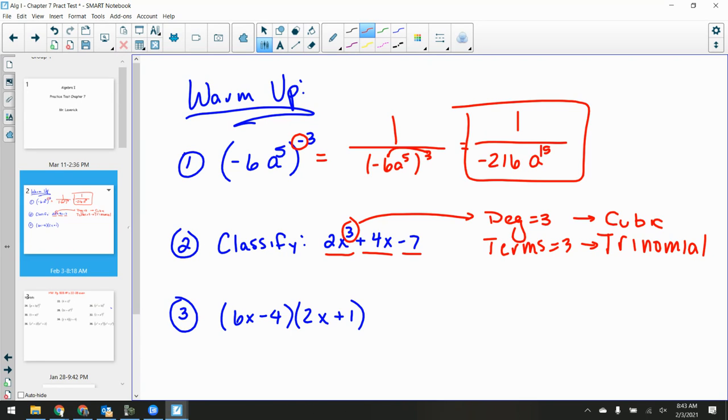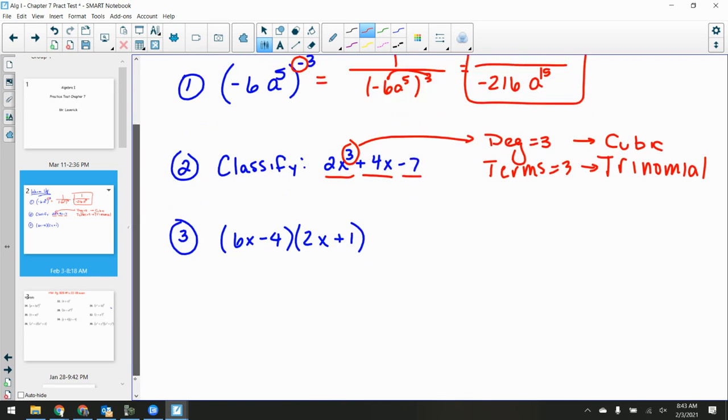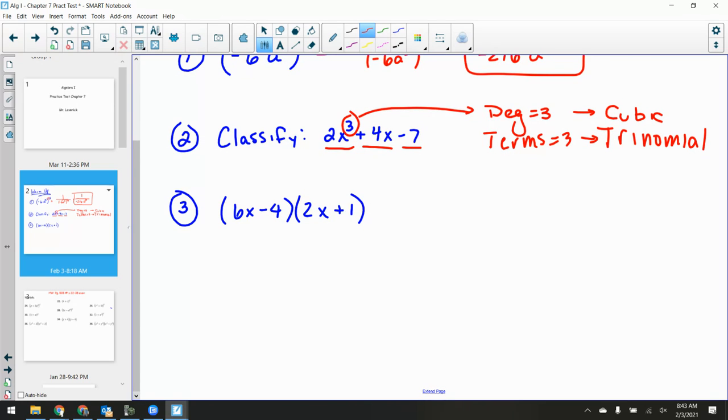Okay, this third one up here, Carson. What's the method that I have to do with this one? Distributive. Right, distributive property, using that FOIL method, right? All right, so what do I get when I take 6x times 2x? 6x to the second power. Oh, 6x. 12x to the second power. Good, 12x to the second power.